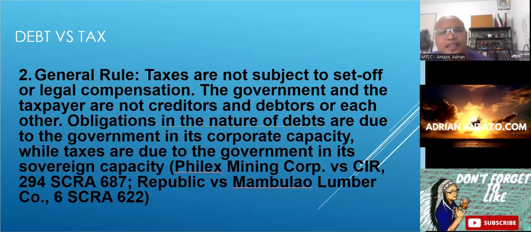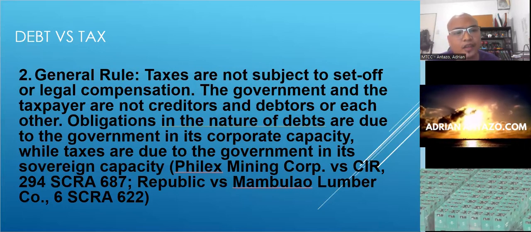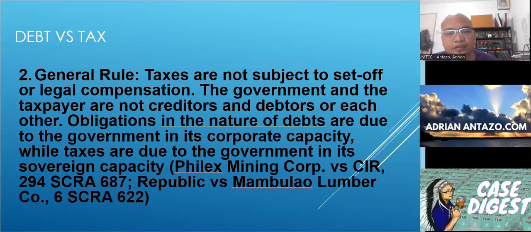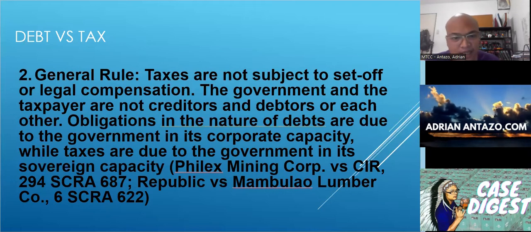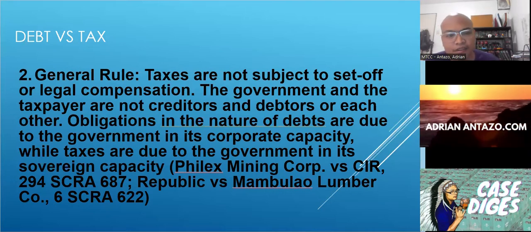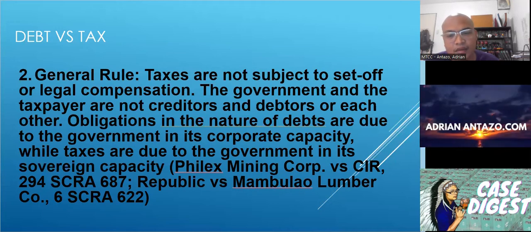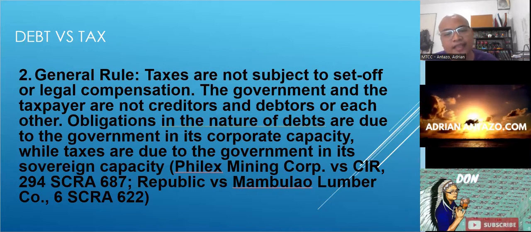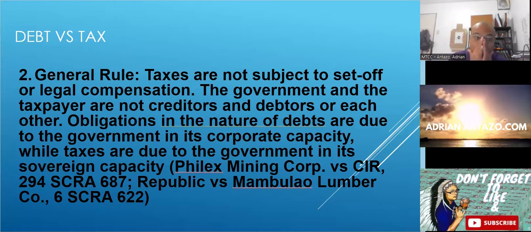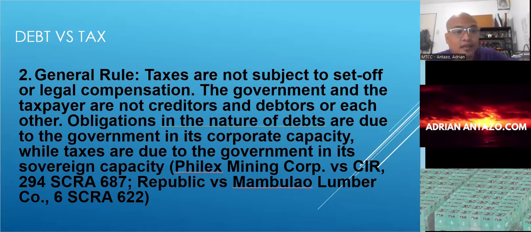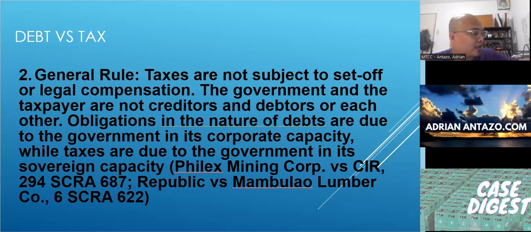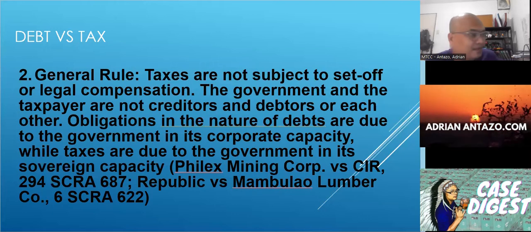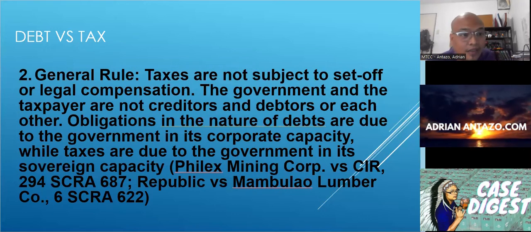Okay, debt versus tax. So the general rule, taxes are not subject to set-off or legal compensation. The government and the taxpayer are not creditors and debtors of each other. Obligations in the nature of debts are due to the government in its corporate capacity, while taxes are due to the government in its sovereign capacity. Ito yung diniscuss natin nung isa sa mga case digest natin doon sa obligation and contract. Hindi pwedeng i-offset ang refund sa tax right away doon sa iyong tax obligation.